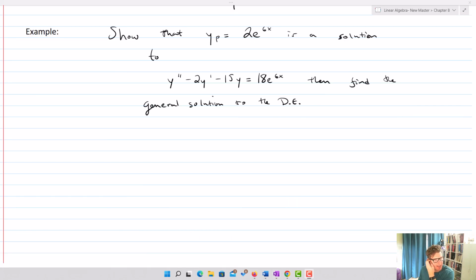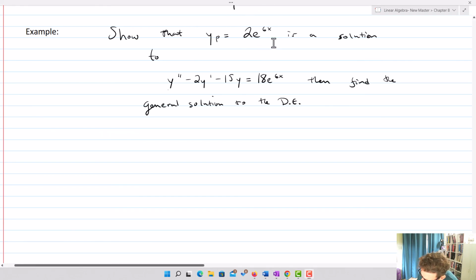So let's take a look at an example. Let's suppose we want to show that yp equals 2e^(6x) is a solution to y'' minus 2y' minus 15y equals 18e^(6x). So let's first show that yp is in fact the solution that we're looking for.